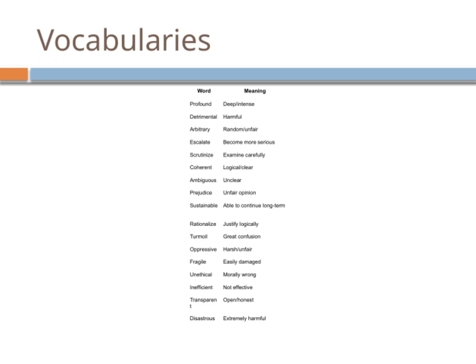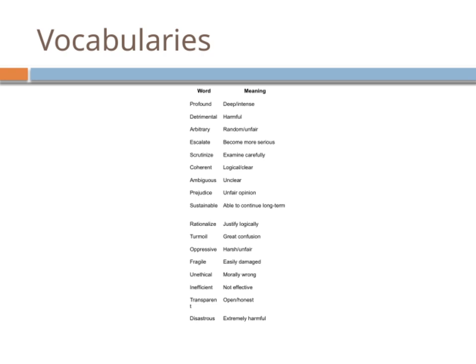When situations escalate, they become more serious or intense, so escalate is the word to describe that process. To really understand what's happening, we need to scrutinize, that is, examine carefully and thoroughly. Coherent is about being logical or clear, making sense in a way that helps us understand the bigger picture. On the other hand, ambiguous refers to something unclear or open to multiple interpretations, which can lead to confusion.